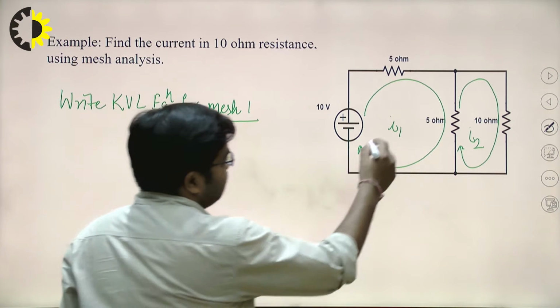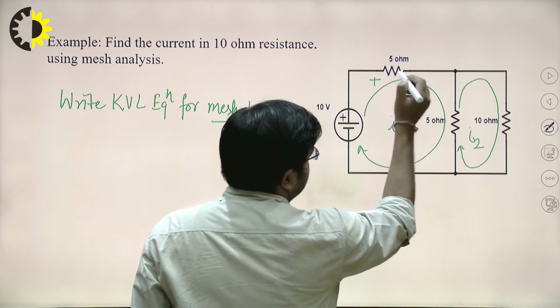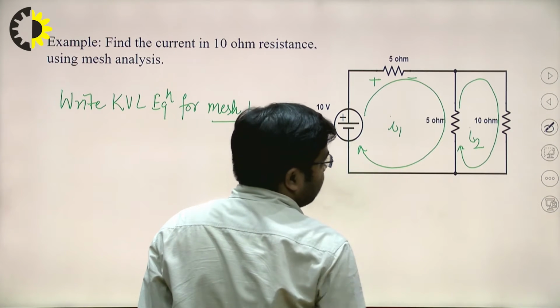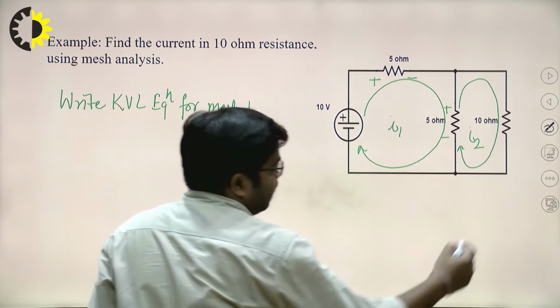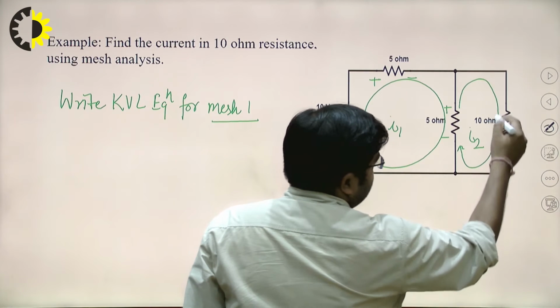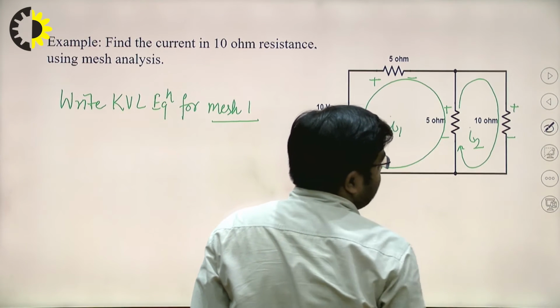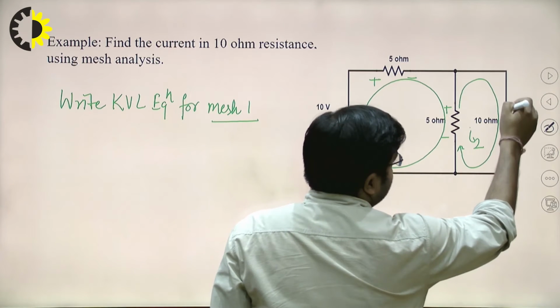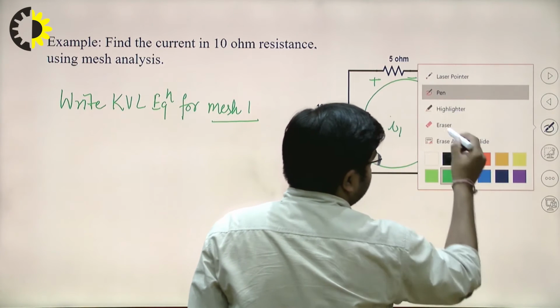Here you can see this I1 current is flowing through this resistance, so the positive sign will be here and the negative sign will be here. Similarly, this positive sign will be here, negative sign will be here. And this I2 current is flowing through this 10 ohm resistance, so the positive sign will be here and the negative sign will be here, because the current is entering at this terminal, and this positive sign will be here. Sorry.